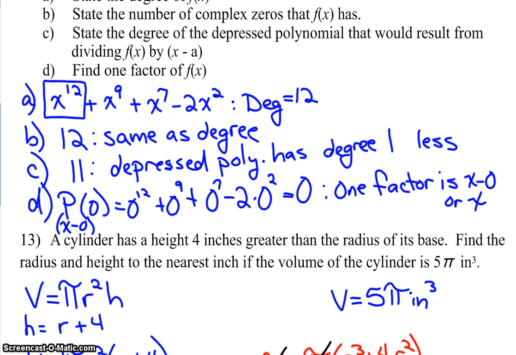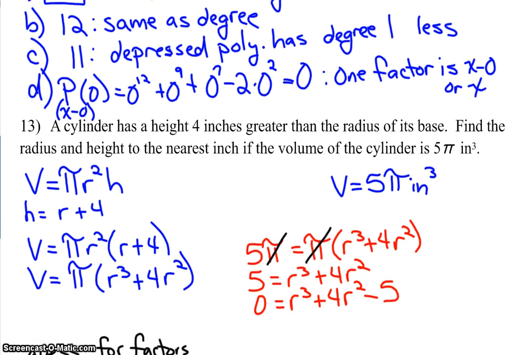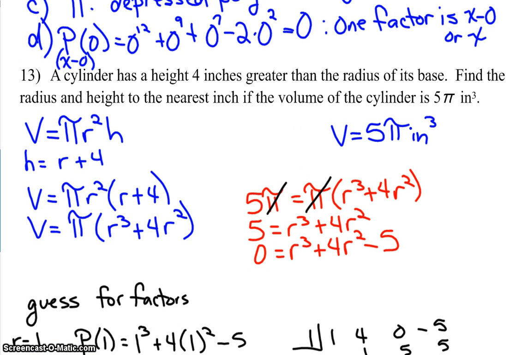Now for number 13, it was a little bit more of a challenge. The problem required you to know that the formula for the volume of a cylinder is pi times the radius squared times the height. So the first thing I did was look at the information they gave me, and it said the height was 4 inches greater than the radius. So my height was r plus 4. I substituted that into the problem and ended up with volume of pi times r cubed plus 4r squared after I distributed the r squared through.